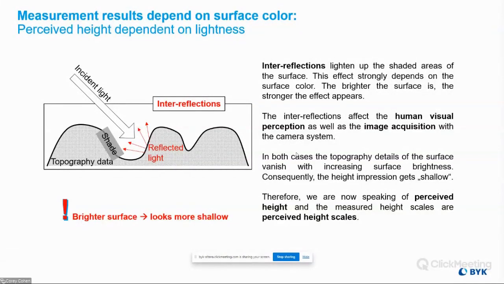So what's happening is that when the incident light from the instrument, or the overhead light that we're using to look at this stuff, hits the structured surface, some of that light is going to bounce around between the different structures in that surface, and that's going to lighten up the deeper parts of the surface. This effect is going to be more pronounced for the lighter colors because they reflect more light than the darker colors.